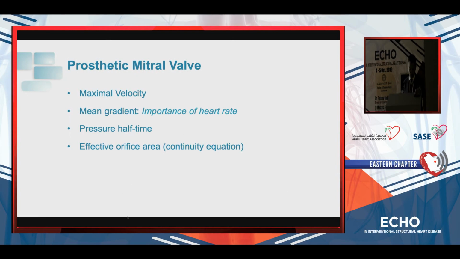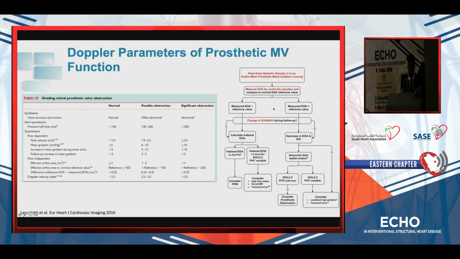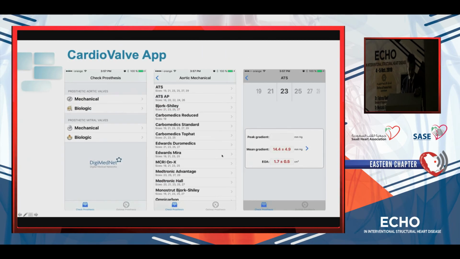So when we do the assessment, we want to have the maximum velocity and the mean gradient, and it is important as an echocardiographer that you mention the heart rate when we measure the gradient, pressure half time, and the EOA. Nowadays these nice flowcharts have been developed where you can put in the measurements and determine: is it a high flow state, is it really a dysfunction of the valve, or is something else going on. I like the flowcharts, but one of my former colleagues made this fantastic app.